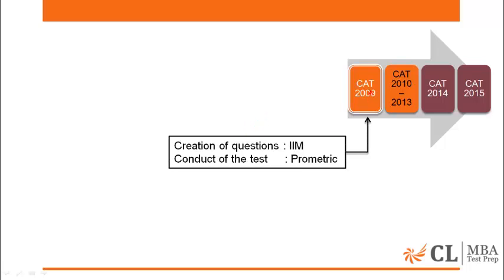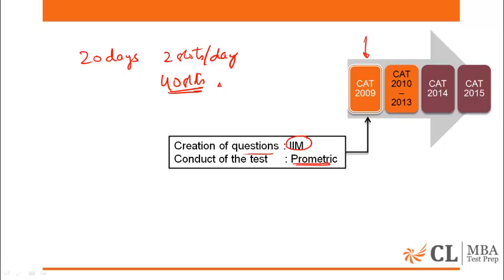If you look at CAT 2009, that was the first year it became a computer-based test. The test was conducted by a company called Prometric. The question creation was the responsibility of IIM. So the first year IIM took the responsibility of creating the questions. It was pretty challenging, by the way. It was a window of 20 days, 2 slots per day. So you had about 40 slots where the CAT was held. That is 40 different question papers.